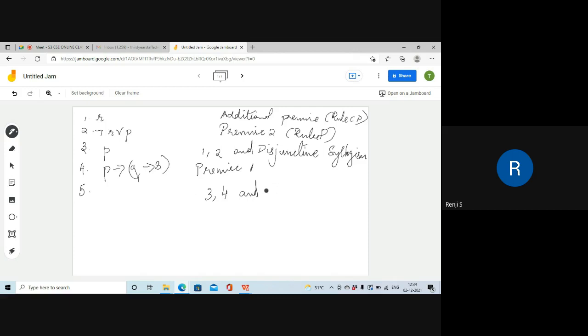Anyone? Which rule can you apply to step 4 and 3? Step 4 and 3, okay, write it as 4 and 3. Step 4, first you have to write 4, then you have to write 3. So, which rule can you apply to step 4 and 3? Is it syllogism, Niharika? No. It is modus ponens.